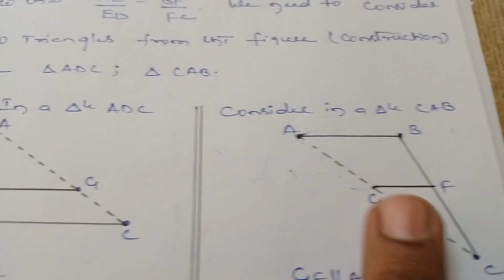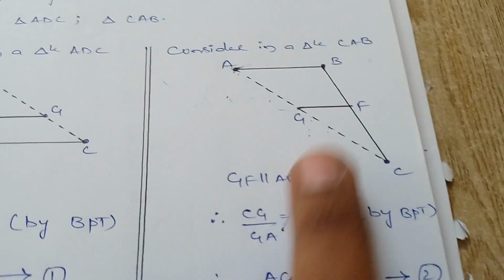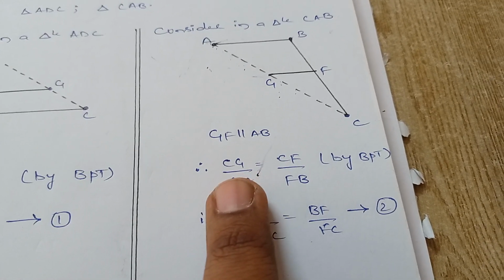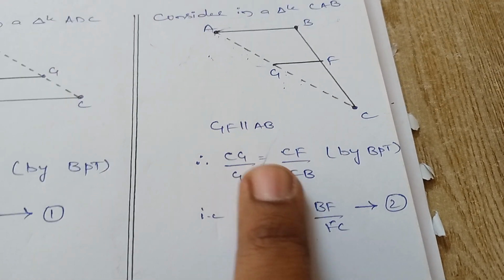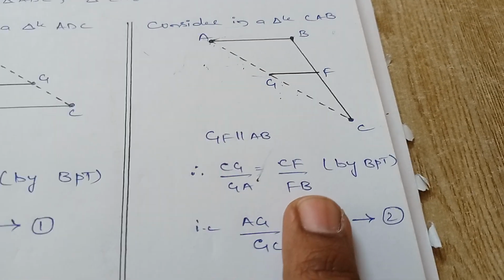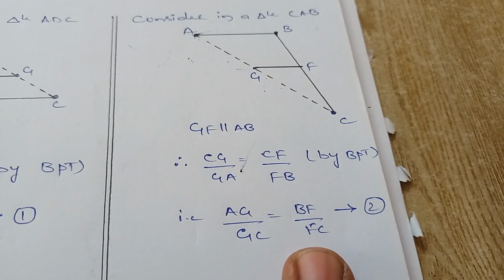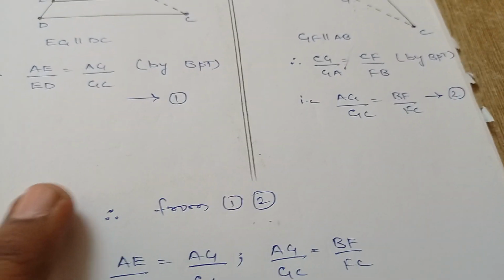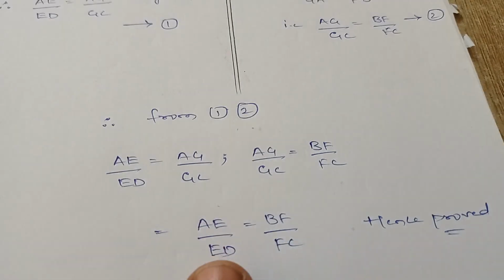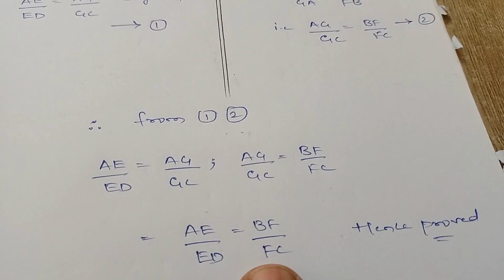Now coming to triangle CAB, guys. GF is parallel to AB. So again, by BPT, the Basic Proportionality Theorem, CG by GA equal to CF by FB, or we can write AG by GC equal to BF by FC. This is equation 2. Now from 1 and 2, eliminate the repeated term and write down the other terms. So it becomes AE by ED equal to BF by FC.